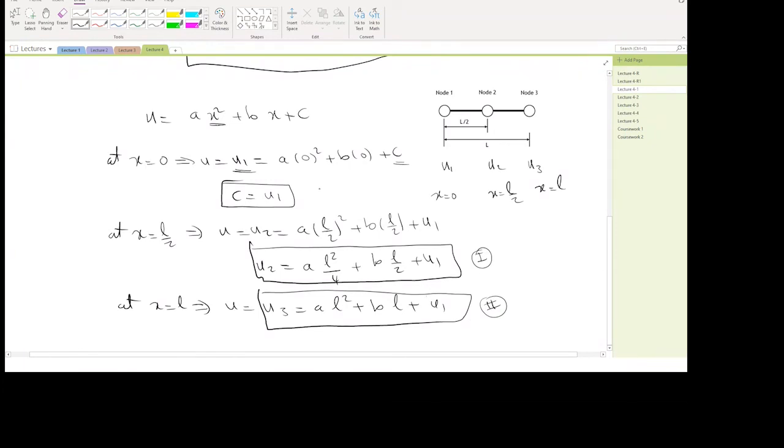Now this is two equations with two unknowns. The unknowns here are A and B, and I'm going to assume that everything else is known. I'm going to assume that U1 and U2 are known, information that I already have. Okay, U1, U2, and U3. So I'm going to solve for A and B. Two equations, two unknowns, so this should be easy to solve.